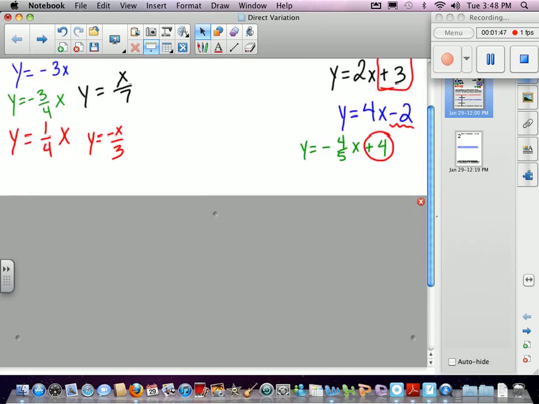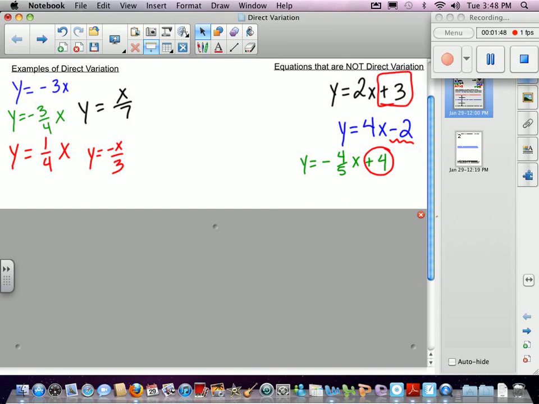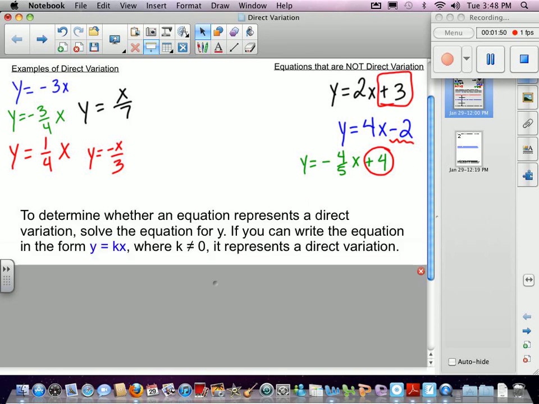Now, if we're given equations that are not written or solved for y, we can still figure out whether or not they're a direct variation equation by simply solving for y. Once we solve for y, if they're in the form y equals kx, where k is not equal to 0, then it would represent a direct variation.